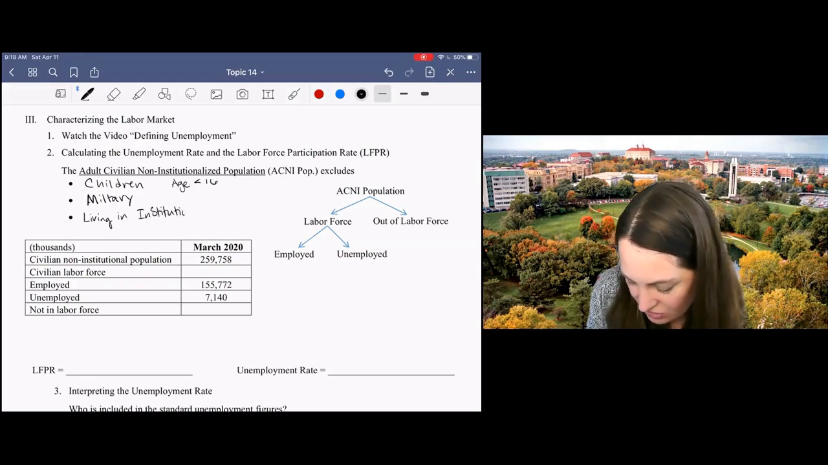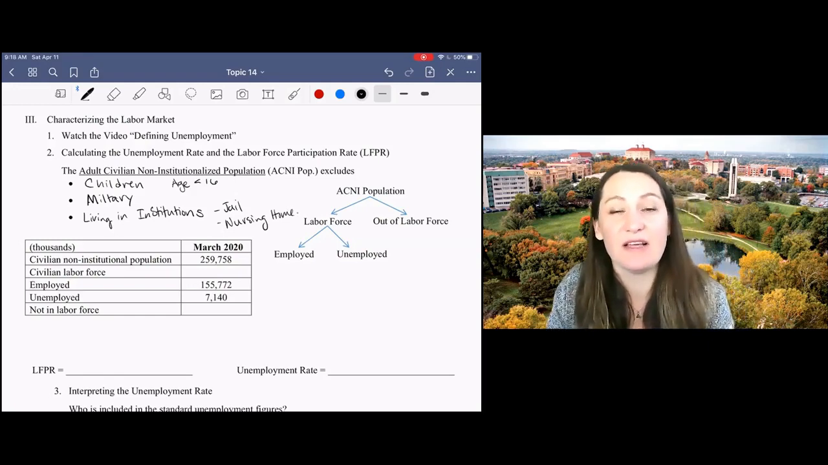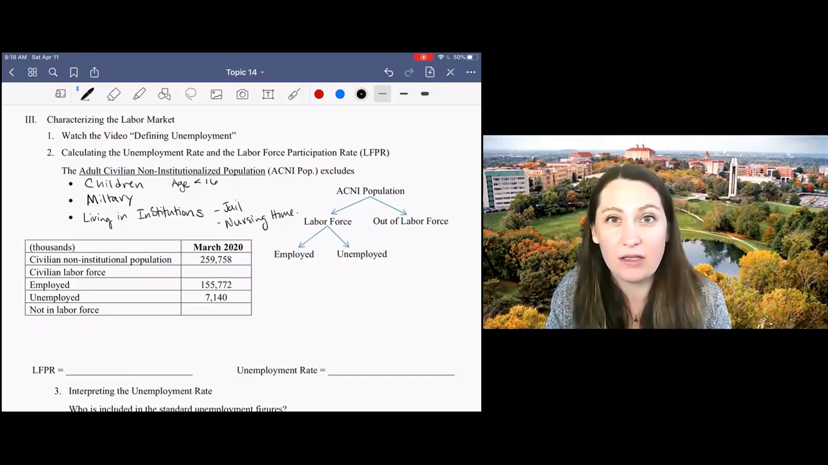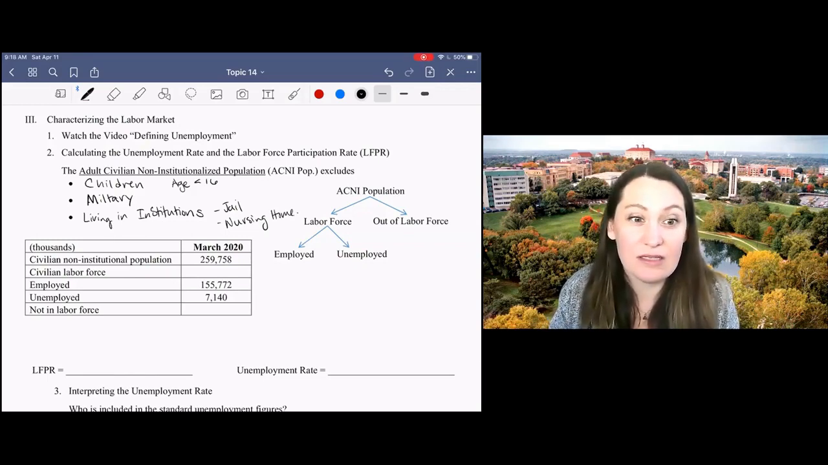And when we say institutions, that could mean somebody who's in jail. It could mean someone who's in a nursing home, drug treatment facility, something like that. These people cannot hold regular employment and therefore are not included in this population of people who are eligible to be working. But everybody else, regardless of how old they are or their situation, is going to be included in the adult civilian non-institutionalized population.